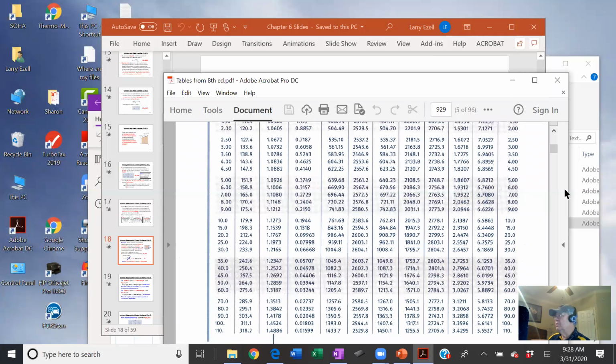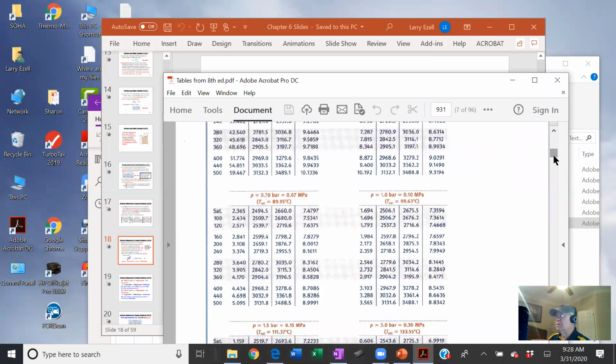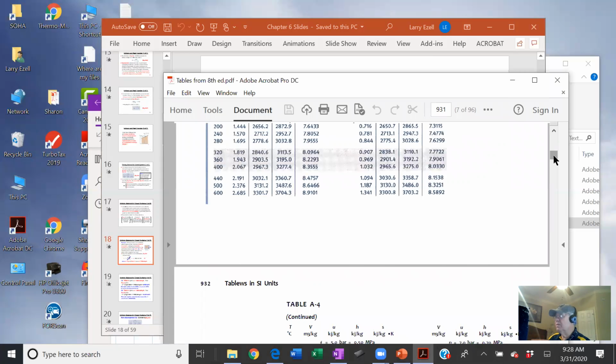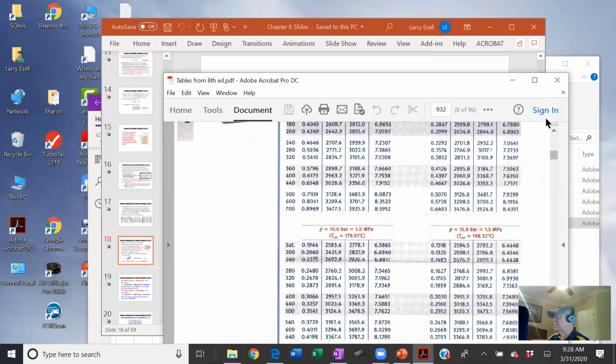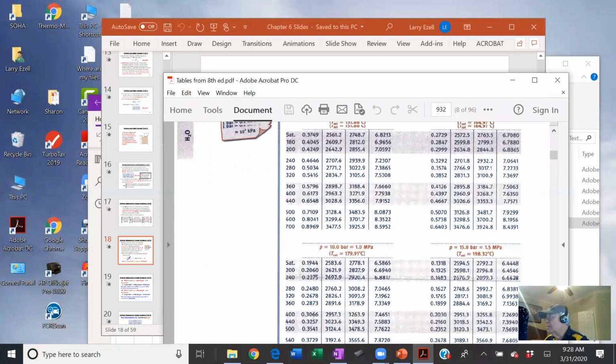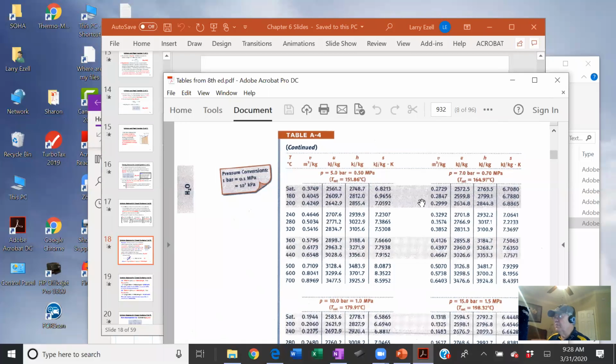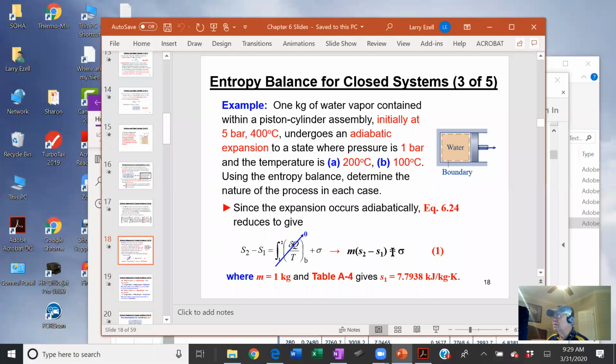So we need to go on down to 5 bar and 400 degrees. There's 5 bar right here, 400 degrees. So 7.7938 is S1. Let's see if he got that. There it is right there, 7.79.